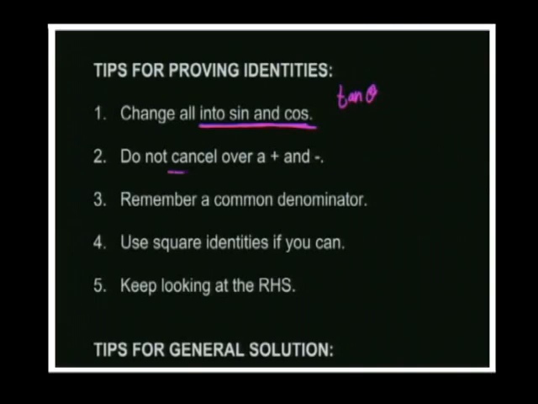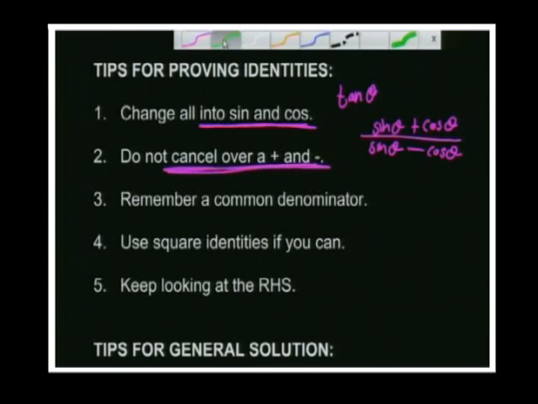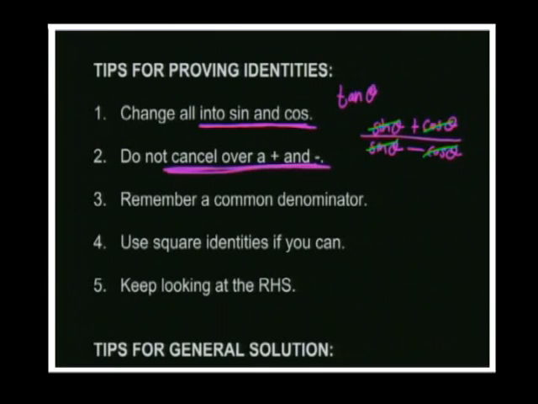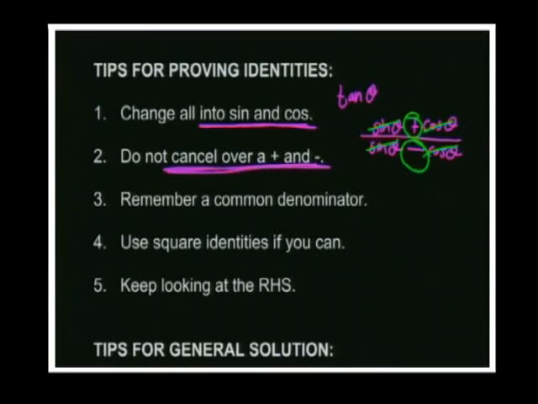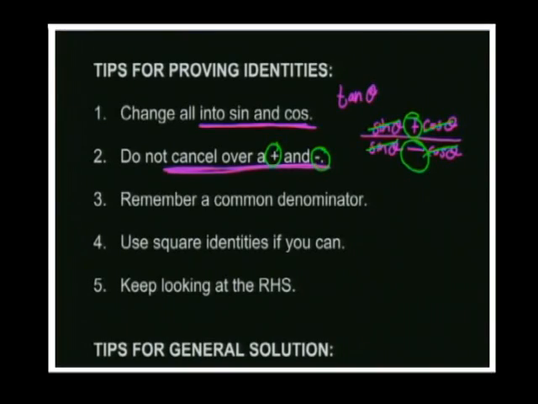Then, do not cancel over a plus and minus. What I mean here is when you have something like sine theta plus cos theta over sine theta minus cos theta. A lot of you want to start doing this. It's the same, so one is at the top, one is at the bottom, let's start cancelling out. Please don't do that. It's a very, very big mistake because you have two terms at the top and at the bottom. You can never, ever cancel out trig ratios if you have more than one term at the top or at the bottom. Don't cancel out when you have a plus and a minus.